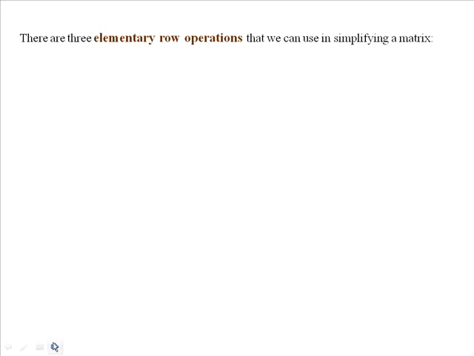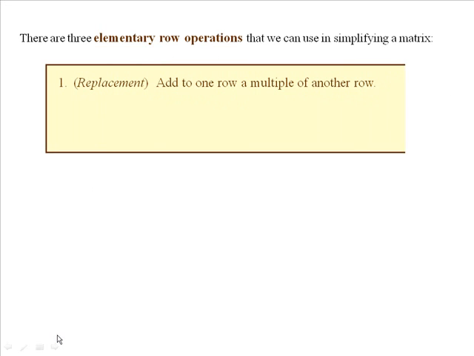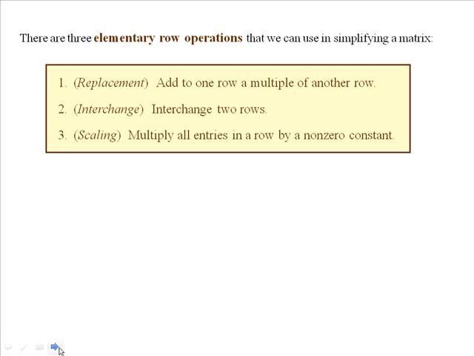There are 3 elementary row operations that we can use in simplifying a matrix. The first one is replacement, where we add one row to a multiple of another row. The second is interchange, where we simply interchange 2 rows, just changing the order in which we wrote the equations. The third is scaling. Multiply all entries in a row by a non-zero constant.